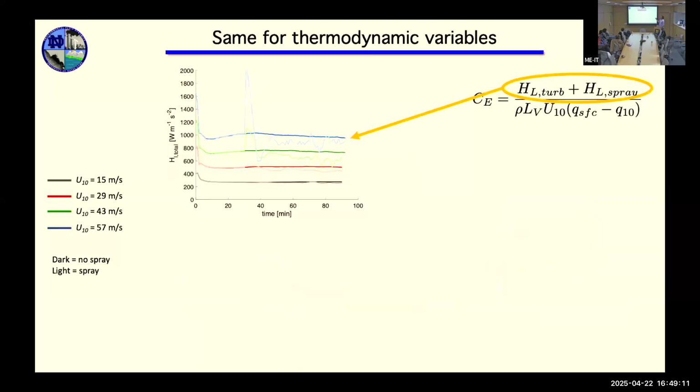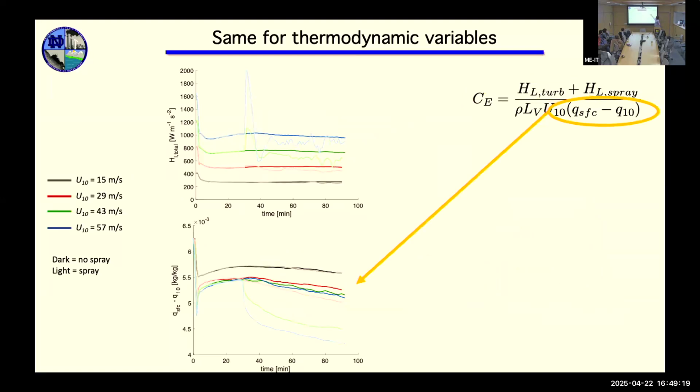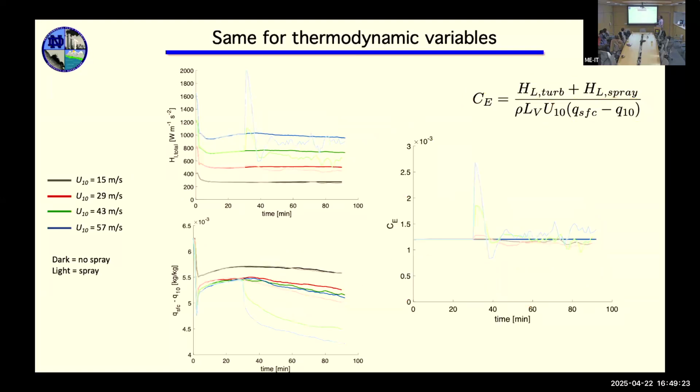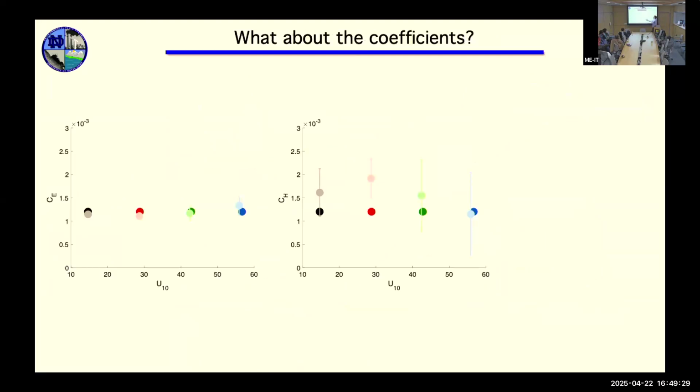The exact same thing happens with the latent heat flux. The total combined actually goes down slightly, for reasons I don't have time to get into. The reference difference drops as well, and in exactly the same way you get something that doesn't change very much at all, which is kind of wild. So if you plot CE and CH versus wind speed, like I've shown several times, the dark and the light are with and without spray, and there's hardly any difference. Within uncertainty, you're not seeing anything.